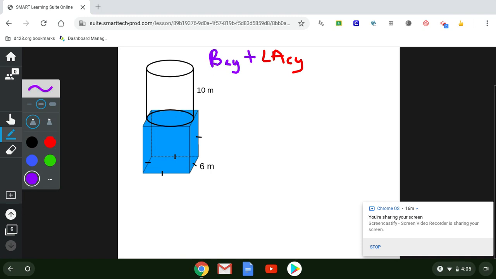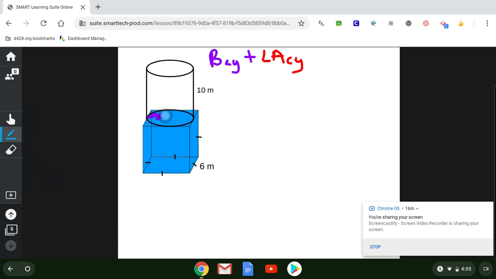The thing is, though, this base down here is not exposed to the air. If you think about this in real life, that base is touching the prism, the cube, and it's not exposed to the air, so I don't need that base, so I'm going to skip it. Okay, what I do need is the base of the cube or the prism, this base down here. So I'm going to add the area of the base of the prism.